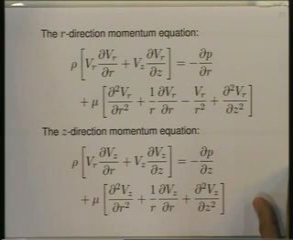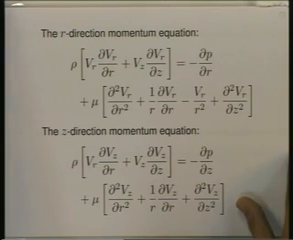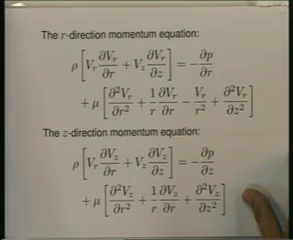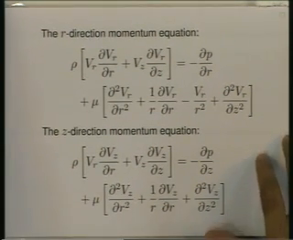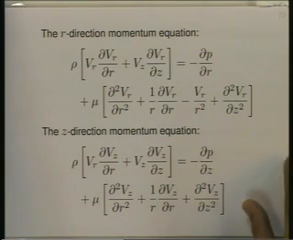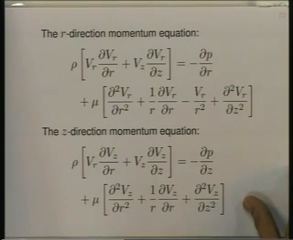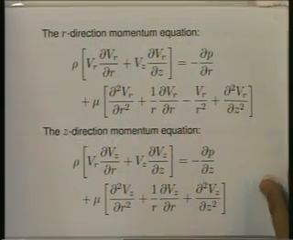So, you will notice that even in simple two-dimensional laminar flow situations, we have three equations, a continuity equation and two momentum equations to be solved for the three unknowns Vr, Vz and P for the cylindrical polar coordinates, and Vx, Vy and P for the Cartesian coordinate systems.